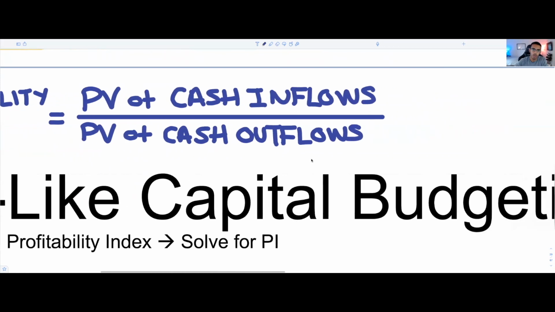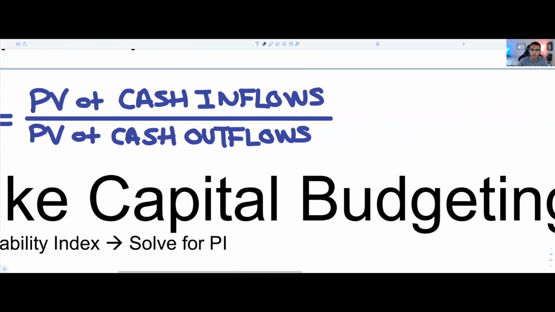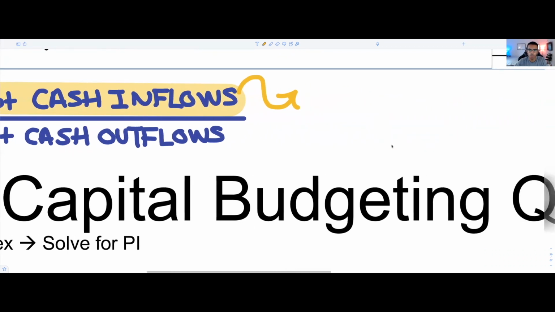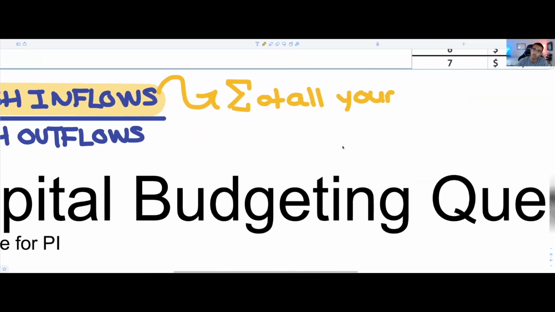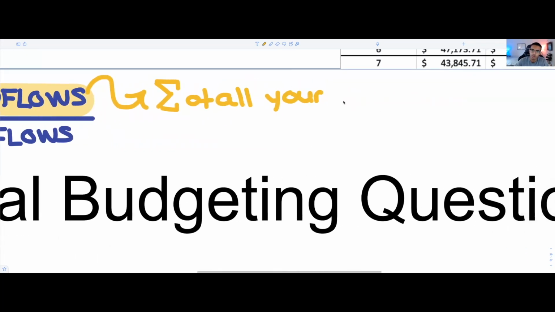So this is awesome. Now that we have this information, what we're going to do is highlight the numerator in yellow, and we're going to write up what this really means. So the present value of your cash inflows is simply the sum of all your future discounted cash flows. So you could call it the sum of all your discounted cash flows. And don't you worry, we're going to build a little timeline to display everything here.